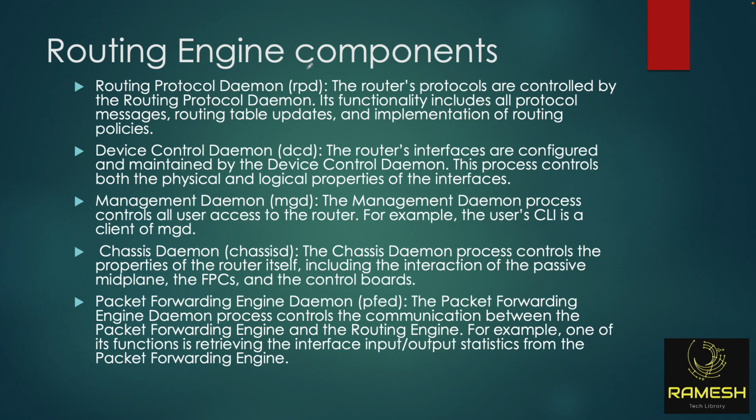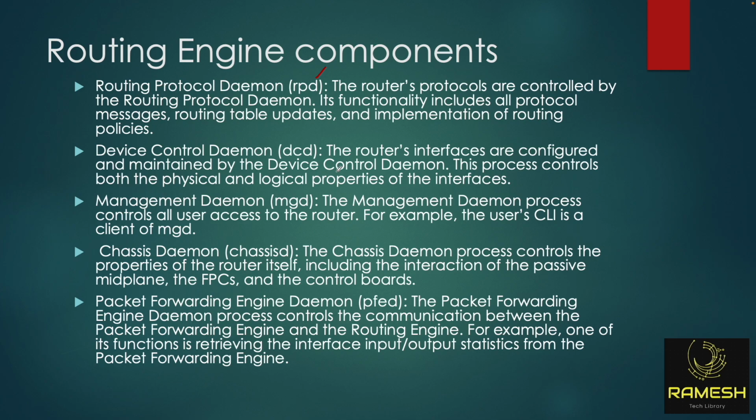So next, routing engine components, as I said, routing protocol daemon and device control daemon. The routing protocols are controlled by the routing protocol daemon. Whatever its functions, it includes functions, messages, routing table updates, everything will be taken care of by RPD. Next is the device control daemon. As I said, if you configure any IP addresses on the interfaces, the router's interfaces are configured and maintained by this DCD daemon.